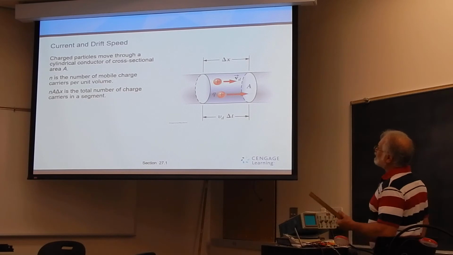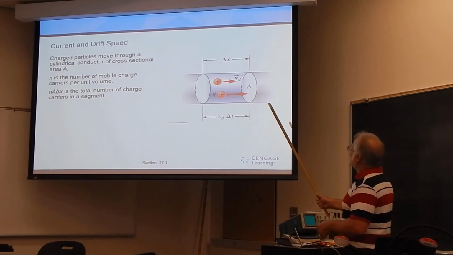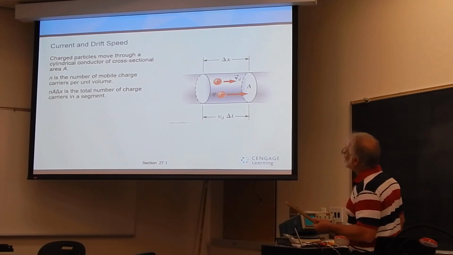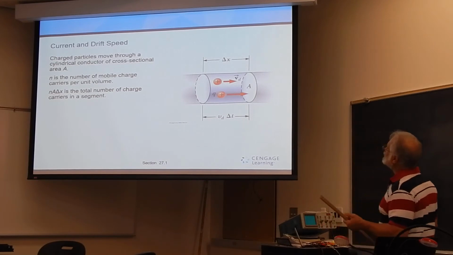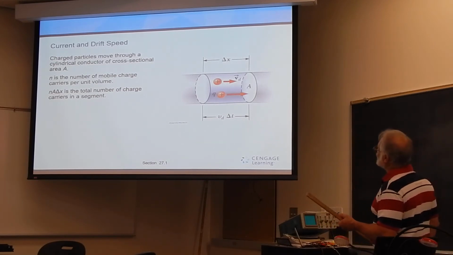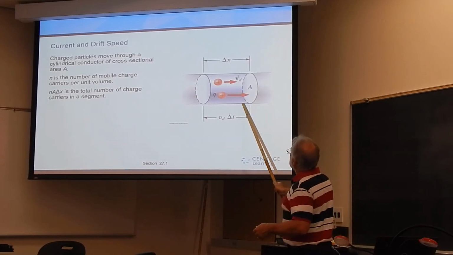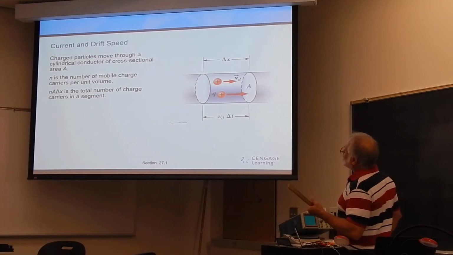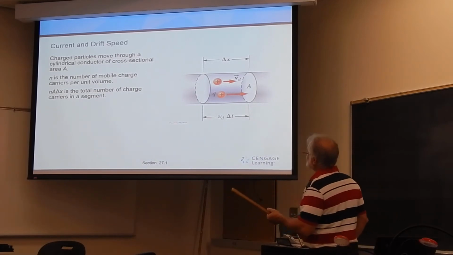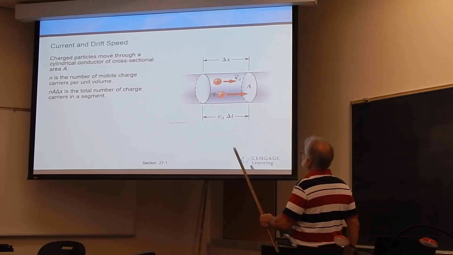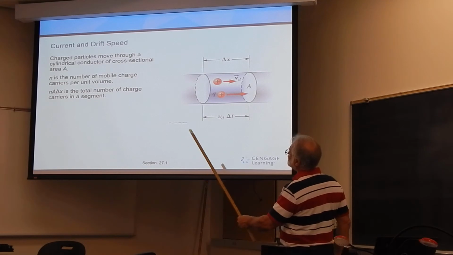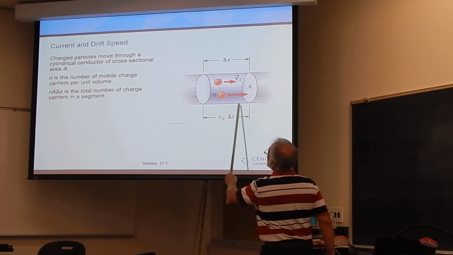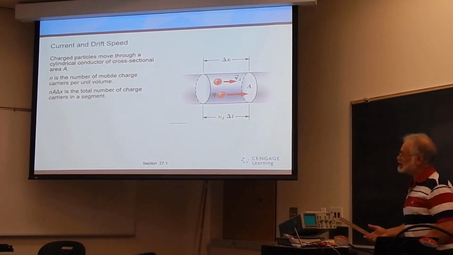Let's talk about drift speed of current. So charged particles move through, let's say we have a cylindrical conductor. We have a cross-sectional area A of the conductor, and suppose we have little n number of charge carriers in that volume. So we have a volume, we have an area A and a length L. We can talk about the number of charge carriers we have as the number of carriers per volume, n, times the area times the segment length delta x. That would give me the total number of charge carriers in a segment.